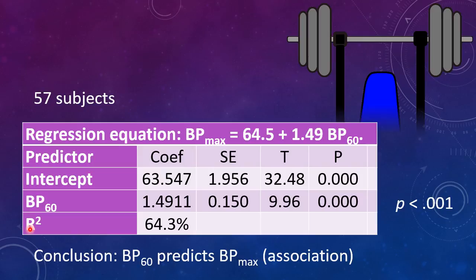The computer output also lists r squared equals 64.3%. Recall that r squared gives us the proportional reduction in the prediction error when we use the regression equation instead of the overall mean for our predictions. 64% is pretty good, so we can make a much better prediction of the maximum weight someone can bench press if we know how many repetitions they can do at 60 pounds.